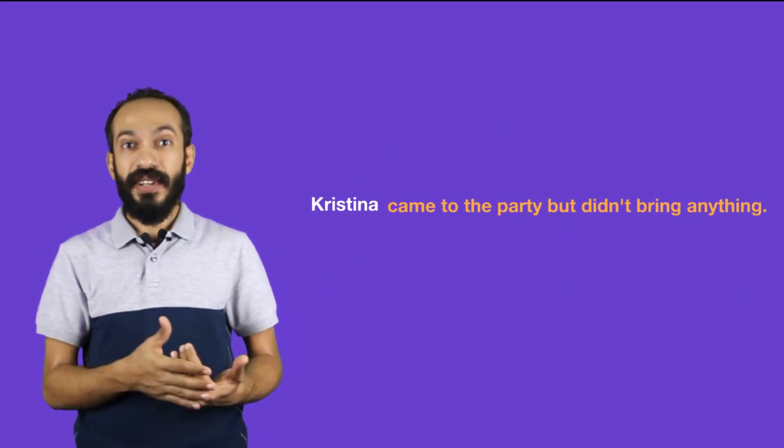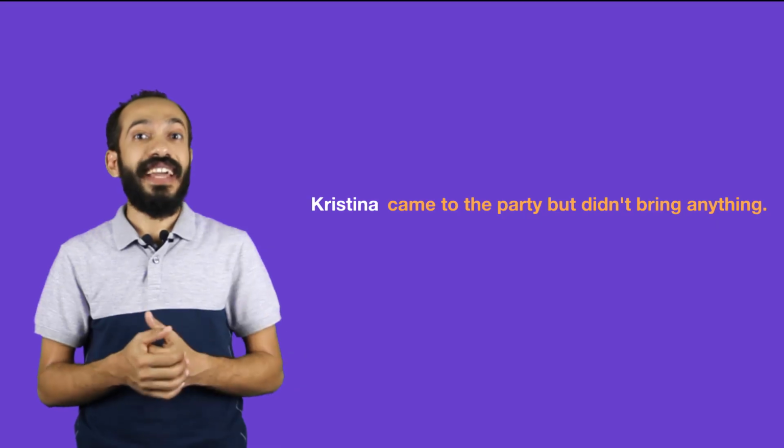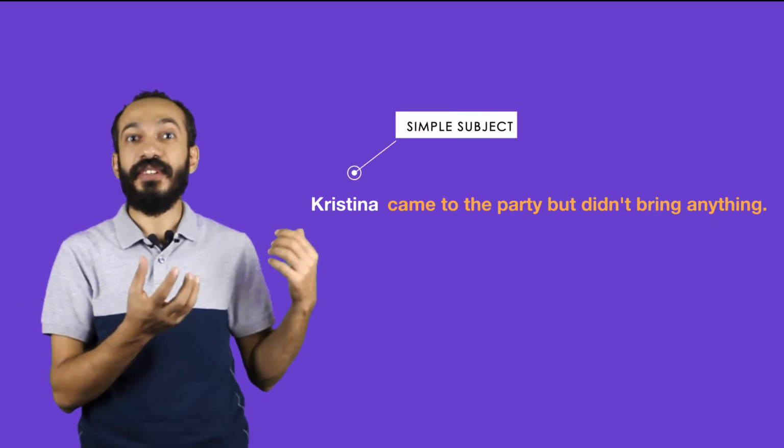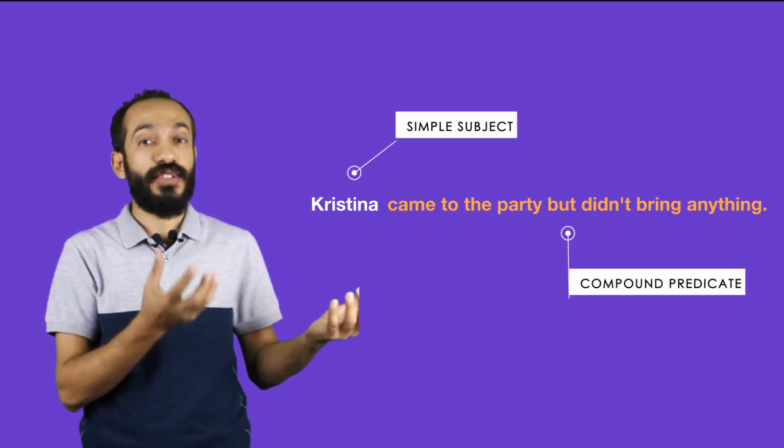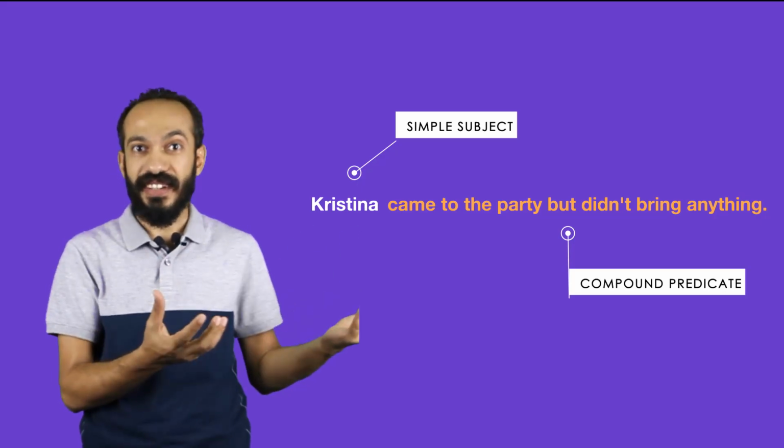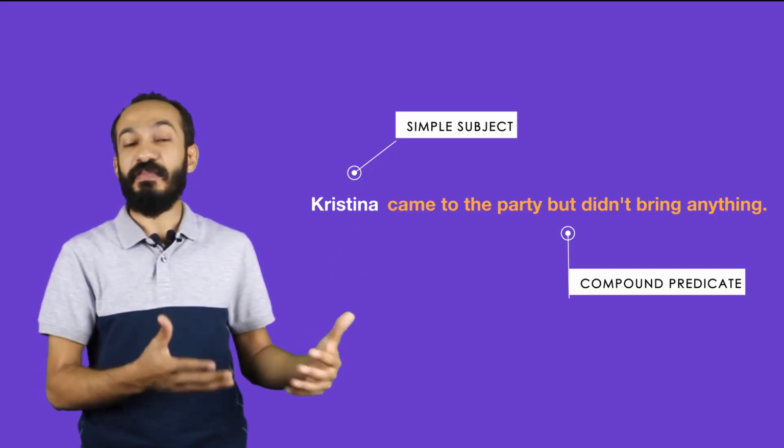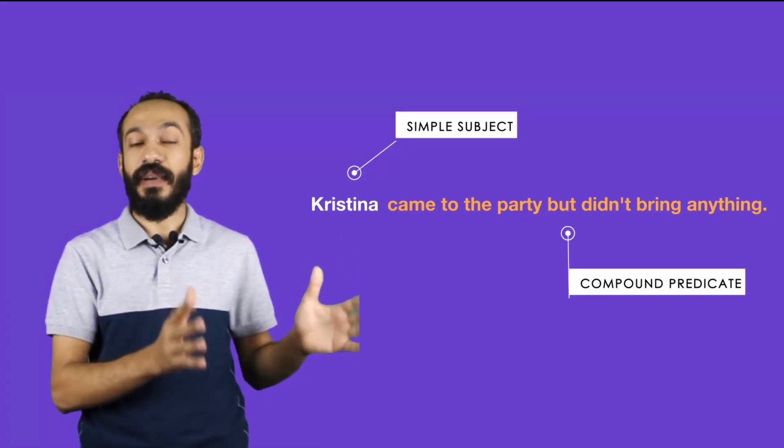Christina came to the party but didn't bring anything. So, Christina is a simple subject, but there are two different actions here, the action of coming and the action of bringing. She came to the party but didn't bring anything. That is a compound predicate.